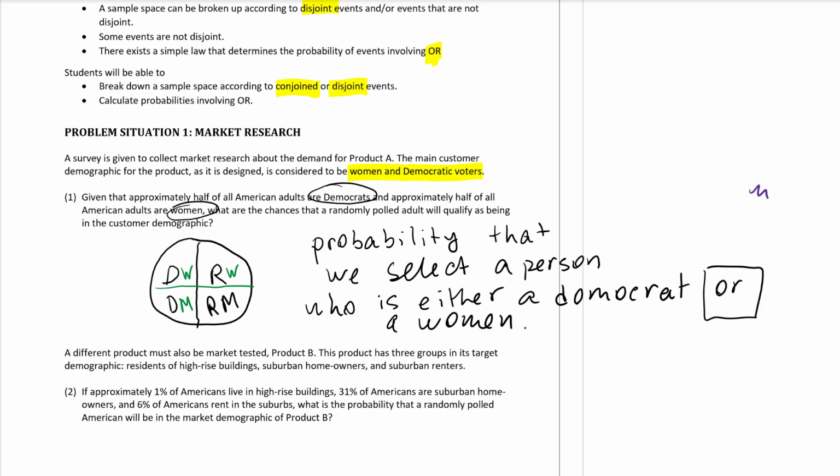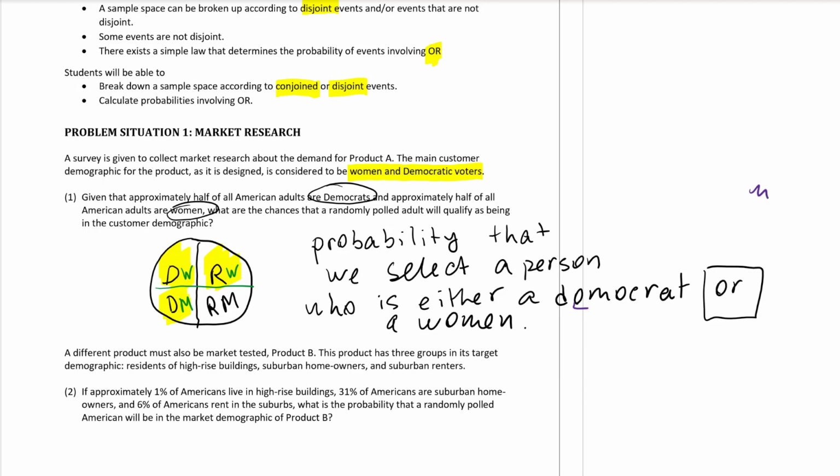All right, so now if we review this case, whether it is a Democrat or a woman, we are going to highlight which regions. So it's either woman, including a Republican woman, or it is a Democrat. So we'll also include that region.